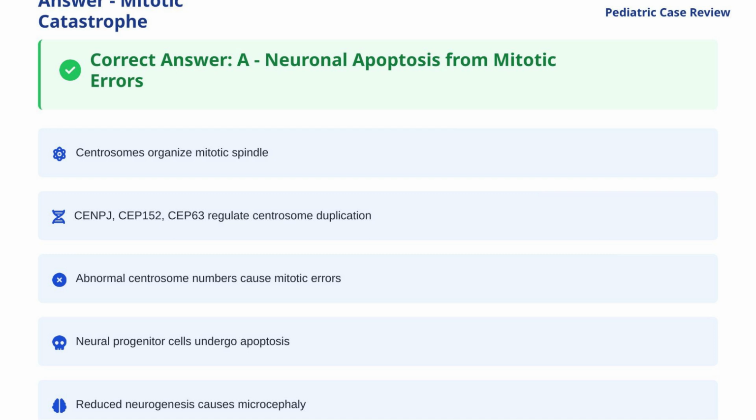Centrosomes are essential for organizing the mitotic spindle during cell division. CNPJ, CEP152, and CEP63 genes regulate centrosome duplication. Mutations cause abnormal centrosome numbers, leading to mitotic errors in rapidly dividing neural progenitor cells. These errors trigger apoptosis, dramatically reducing neurogenesis during brain development. The result is severe microcephaly with reduced neuron numbers and simplified brain architecture.